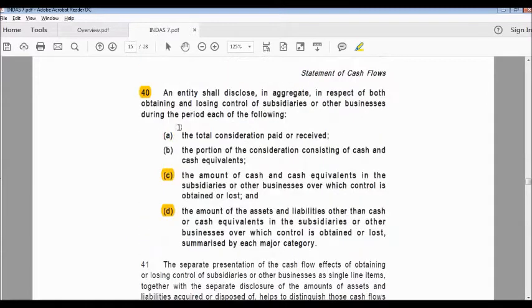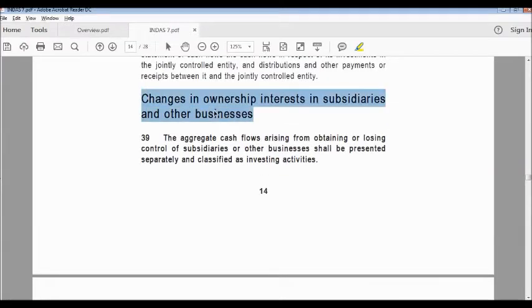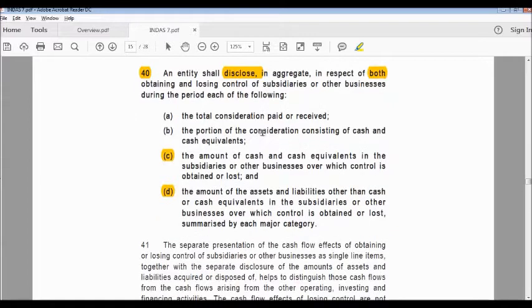The heading is changes in ownership interest in subsidiary and other businesses. That para was also there in Ind AS 3, but disclosure requirements C and D have been added. So let's see what it says. An entity shall disclose in aggregate in respect of both obtaining and losing control of subsidiary or other businesses during the period each of the following. So this has to be disclosed in aggregate in respect of both obtaining as well as losing the control of a subsidiary. So the A or B requirement was already there.